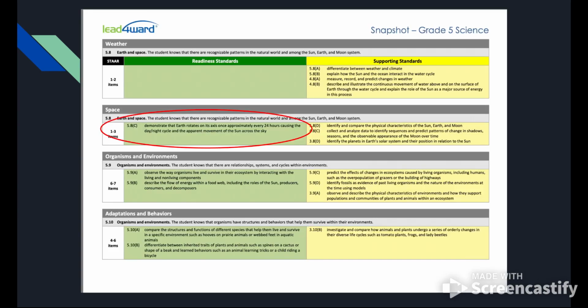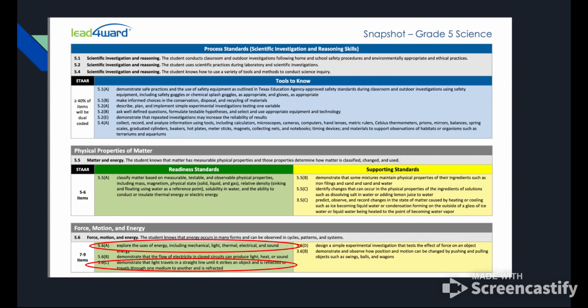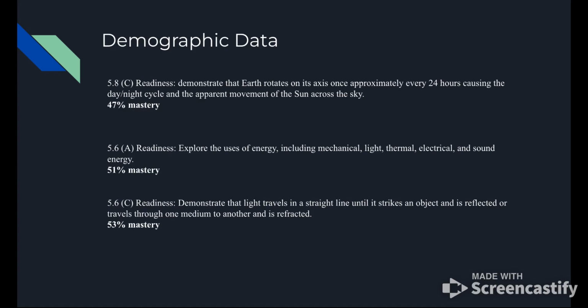Today, I will talk about three different TEKS that I have analyzed as I've taught fifth grade science. And I'm just going to circle them here, and I'm going to talk a little bit more about them in the next slide. So the first TEK that is super important is 5.8C, and this is a readiness TEK, and it's to demonstrate that Earth rotates on its axis once approximately every 24 hours, causing the day and night cycle and the apparent movement of the sun across the sky.